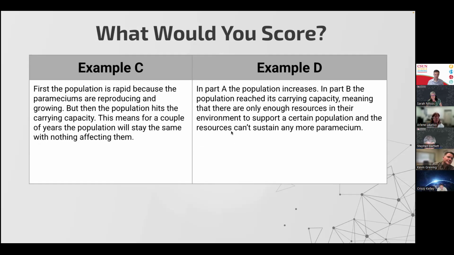Okay, let's go to student C. So now we have, first, the population is rapid because the parameciums are reproducing and growing. But then the population hits the carrying capacity. This means for a couple of years, the population will stay the same with nothing affecting them. Okay, so how about 0, 1, or 2?